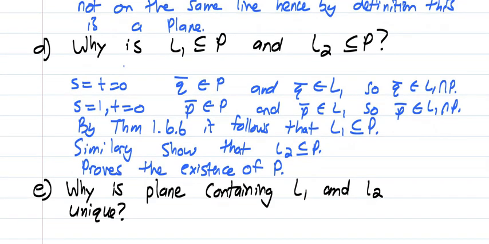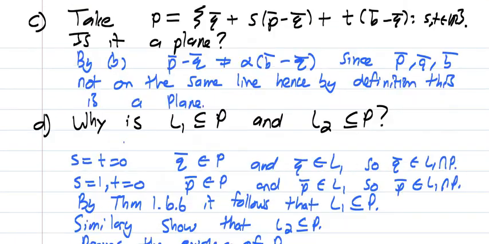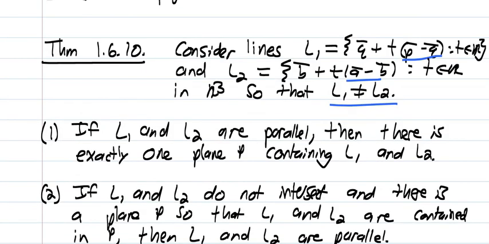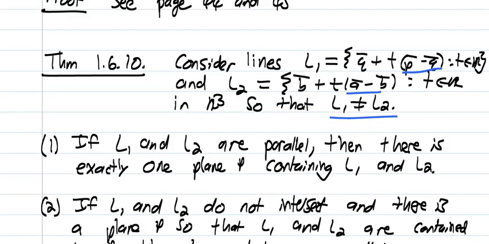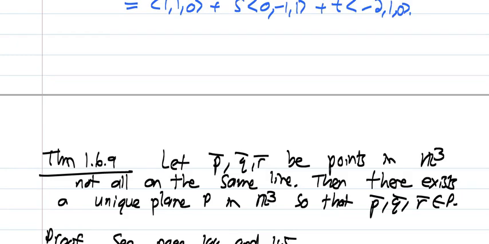All right, now we want to prove uniqueness. So existence does not imply uniqueness. All right, so we need to prove that it is unique. Now we can use our previous theorems. So let's see which theorems might be useful. We're proving 1.6.10, so we can't use it. So 1.6.9, maybe.